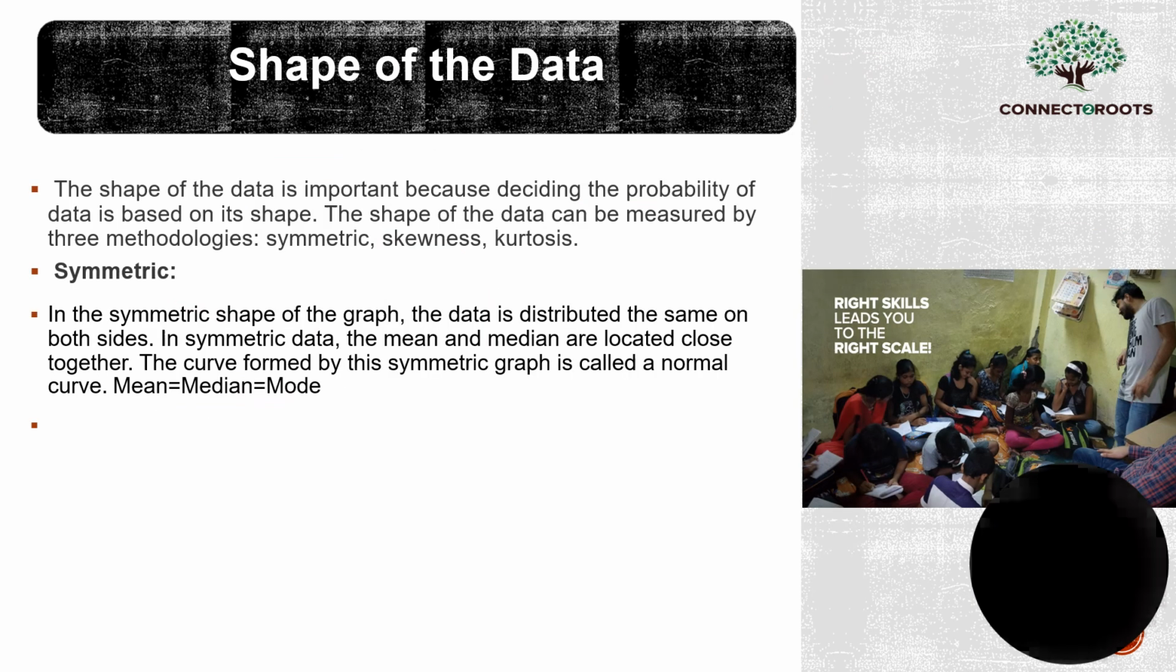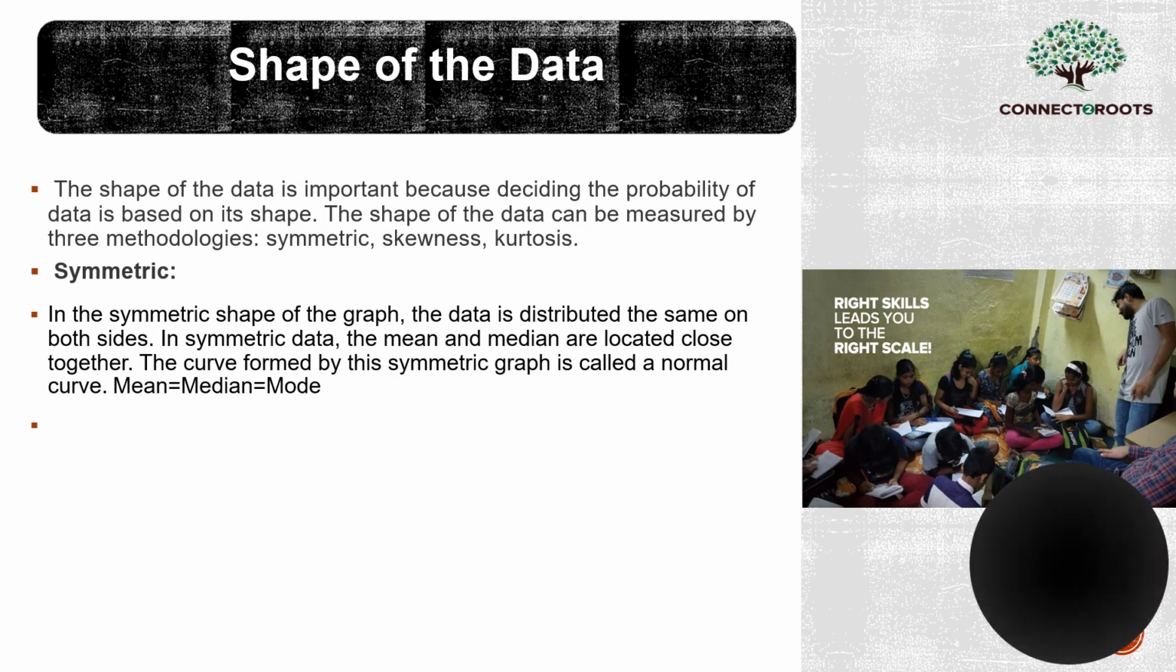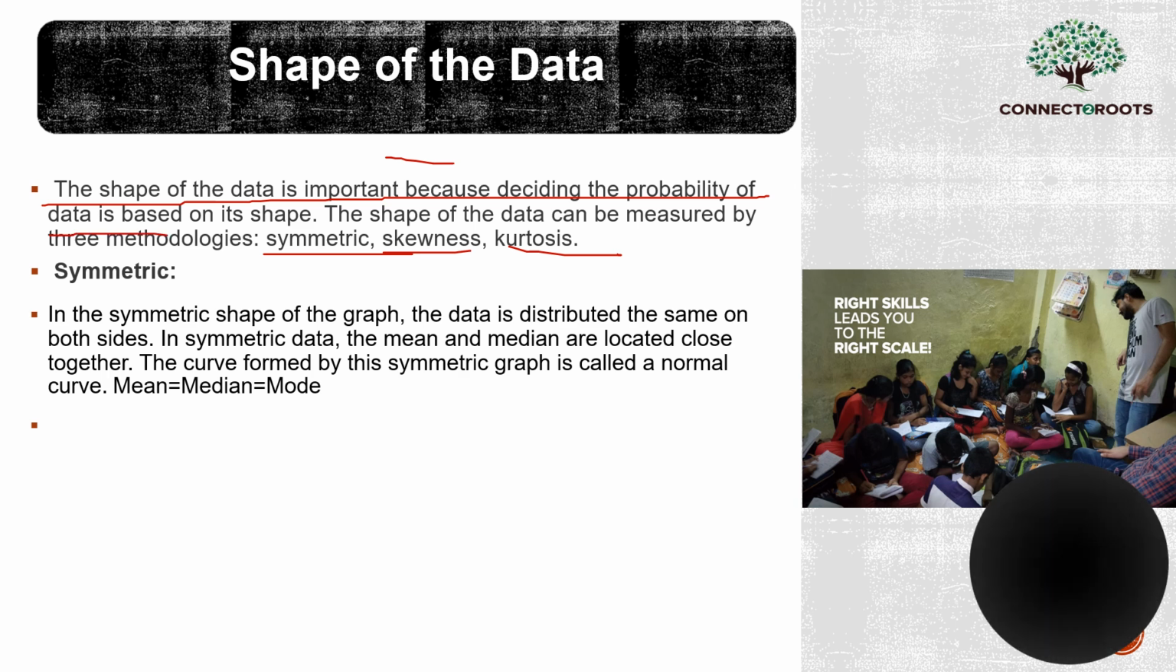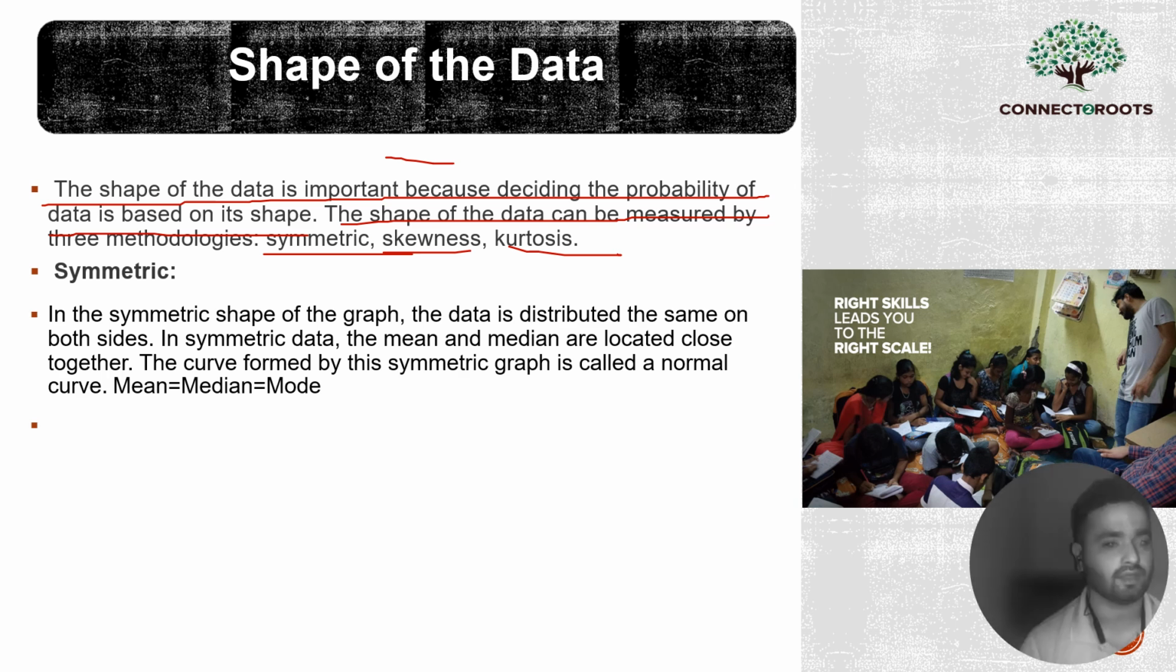Let's move forward and come to the shape of the data. The shape of the data is very important to know how your data is spread. Is it symmetric or skewed, kurtosis? These are the three measures. How can we see the shape of the data? The shape of the data is important because deciding the probability of the data is based on the shape. The shape of the data can be measured by three methodologies: symmetry, skewness, and kurtosis.